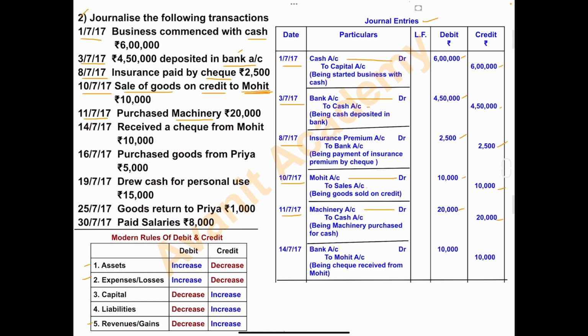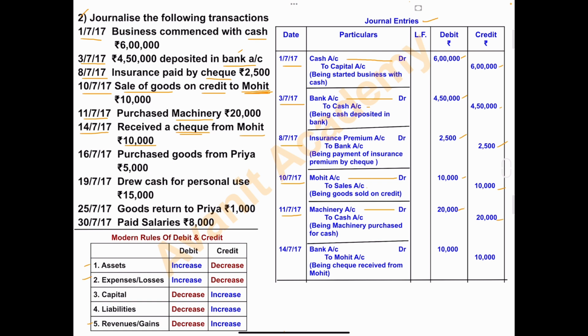Next transaction is on 14th July. Received a check from Mohit rupees 10,000. 10th July ಗೆ have sold goods to Mohit on credit basis. ಅದಲ್ಲ goods ಅನ್ನು ಸೇಲ್ ಮಾಡಿದ್ವಿ ಆದ್ರೆ ನಮ್ಗೆ ಪೇಮೆಂಟ್ ಬರ್ಲಿಲ್ಲಾಗಿತ್ತು. But now this Mohit has made the payment on 14th July. Amount is 10,000. So this payment is made in check. ಚೆಕ್ ಕೊಟ್ಟಿದ್ದಾರೆ ಅಂದ್ರೆ ಯಾವ ಬ್ಯಾಲೆನ್ಸ್ ಇನ್ಕ್ರೀಸ್ ಆಗುತ್ತೆ? The bank balance will increase.